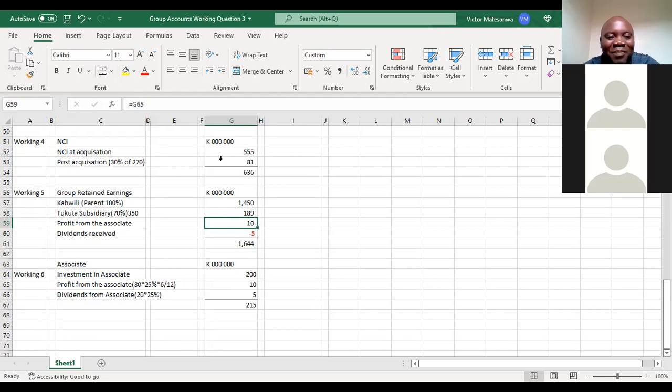Otherwise, if you're not going to have the assets, then you're not going to balance your balance sheet. Because what you're seeing in working five is just a funding. But that funding must be applied to your assets. Has it increased your cash? Has it increased your property, plant and equipment? What has it increased up there?